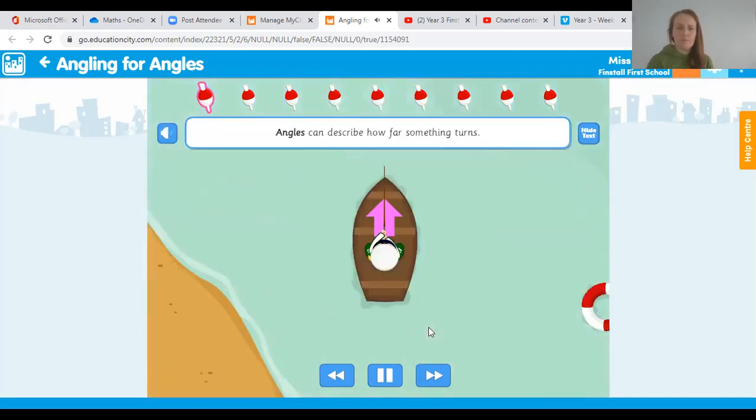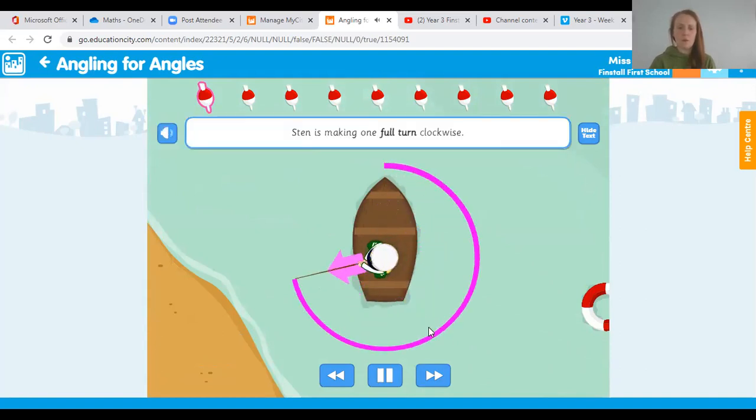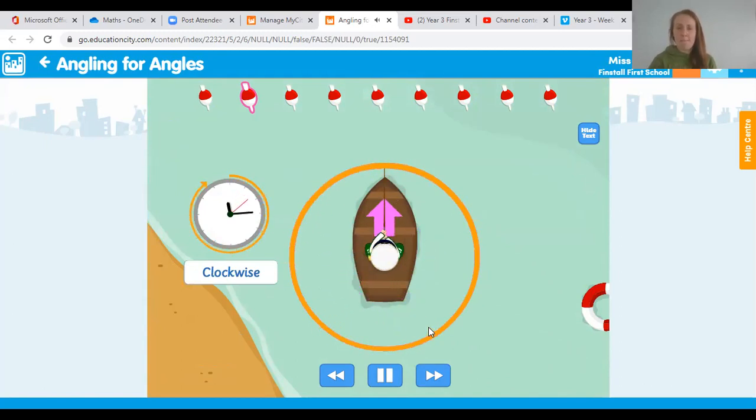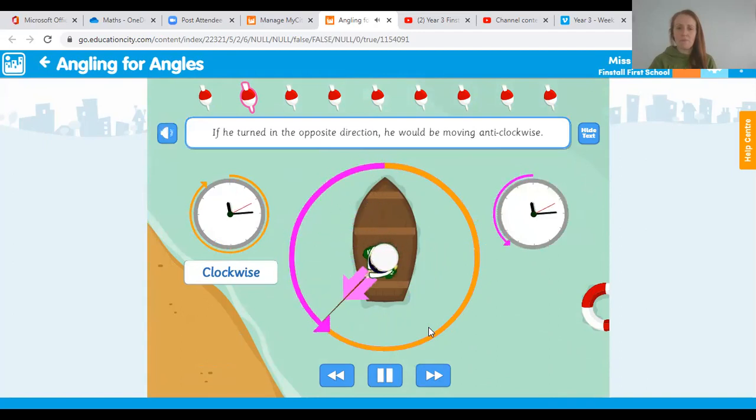Angles can describe how far something turns. Sten is making one full turn clockwise. We know that he moved clockwise since he turned in the same direction that a clock hand moves. If he turned in the opposite direction, he would be moving anti-clockwise.